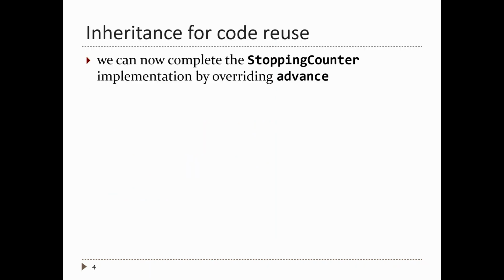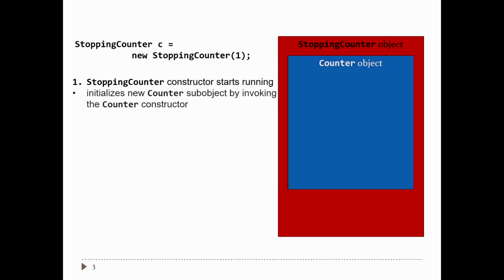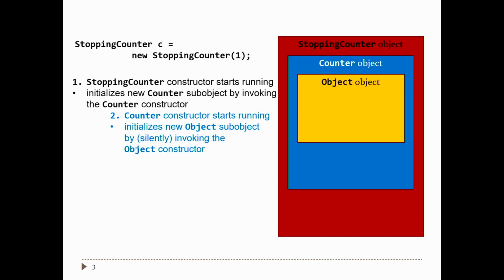And that's the reason why you have to call a constructor on the first line of every constructor. StoppingCounter has to call the Counter constructor so that it can initialize the counter part. The Counter constructor has to call the Object constructor so that it can initialize the object part.